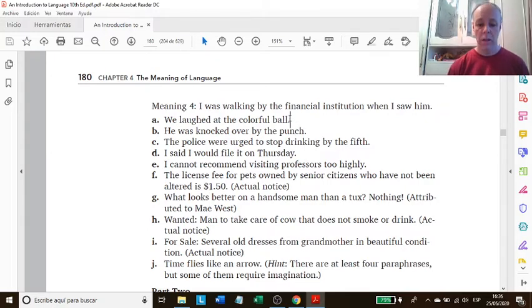In this case, what is the word that creates the ambiguity? Is it the word laughed? No, because it means ha ha ha all the time. Is it colorful? No, because colorful only means colorful. It has only one meaning. What about the word ball? Ball has more than one meaning. Ball is the round thing that you kick when you're playing football, but a ball is also a big party. For example, Cinderella went to a ball. Alright, so we don't know if we laughed when we looked at the round thing or we laughed when we were at the event. Okay, in this case, we can say that this is a lexically ambiguous sentence.